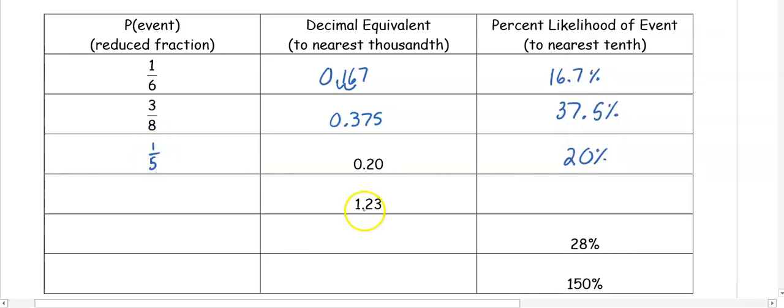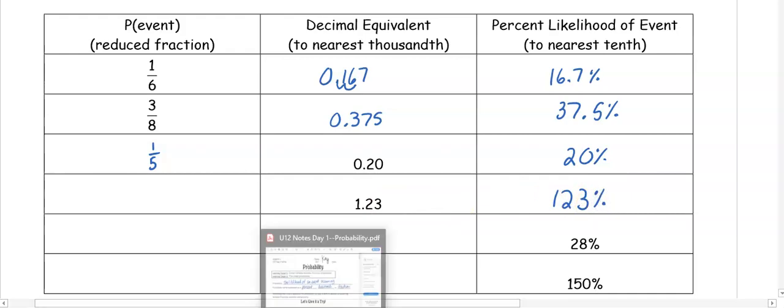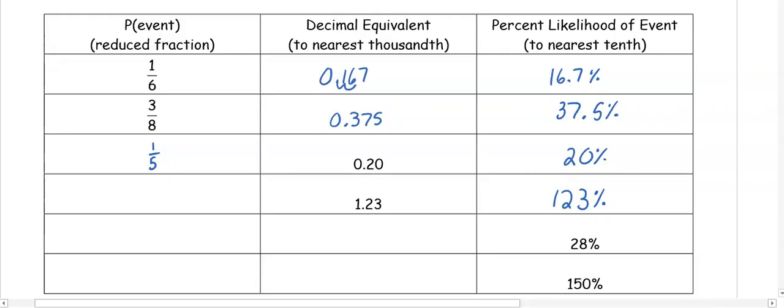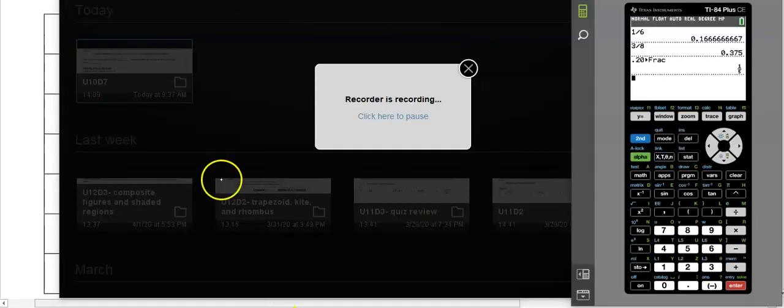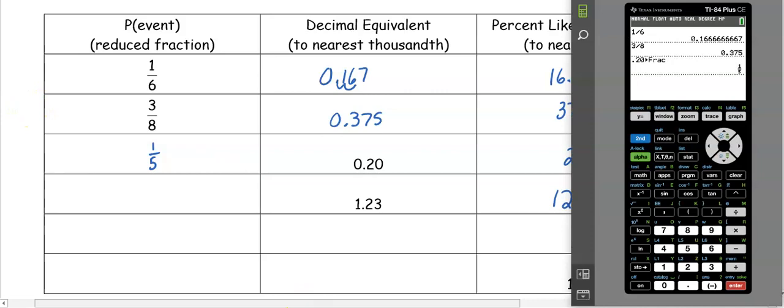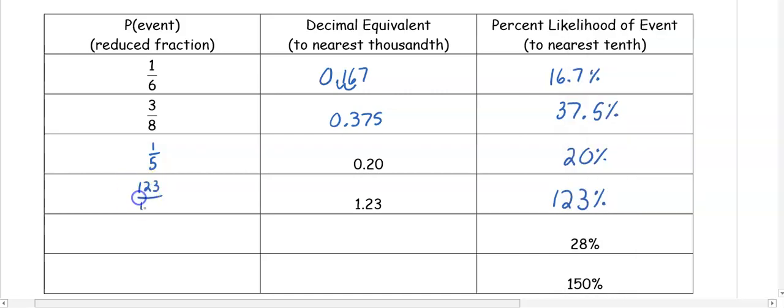In the next one, we have 1.23. So if we move the decimal 2 places to the right, that's 123%. Sometimes we will have percents over 100. To get it as a fraction, we would take 1.23, math, enter, enter. That would be 123 over 100, and that's our reduced fraction.